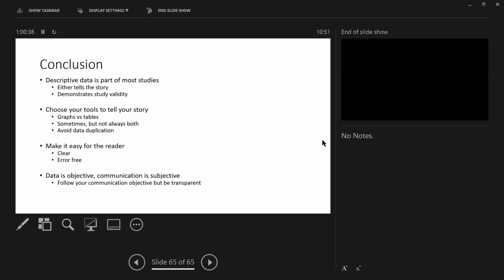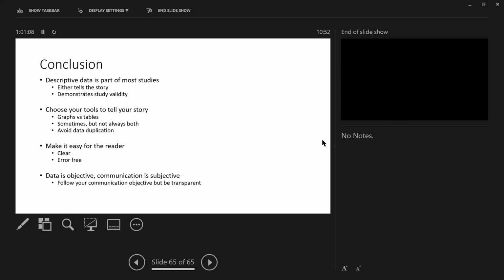The descriptive part of your study is really important. We talked about this. It either tells a story by itself, or it gives the reader and the reviewer the confidence that your study is valid. Choose your tools carefully to tell your story. Think about, do I need a table here? Do I need a graph here? Sometimes you need both, not always. Don't have the same data 3 times in your text, in your graph, in your table. That's a waste of time.